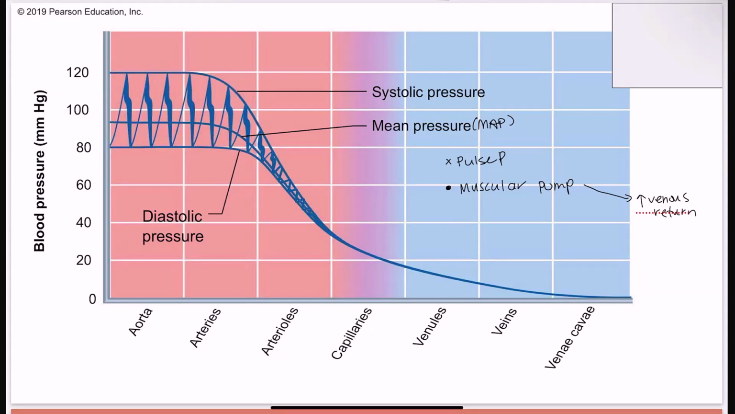Venous return we talked about in our cardiac output video. Venous return is one of those things that increases stroke volume. Increasing stroke volume then increases cardiac output. So that's great. That's an important thing to happen. The next thing to help blood get back to the heart in veins is called the respiratory pump. The respiratory pump is the lungs.